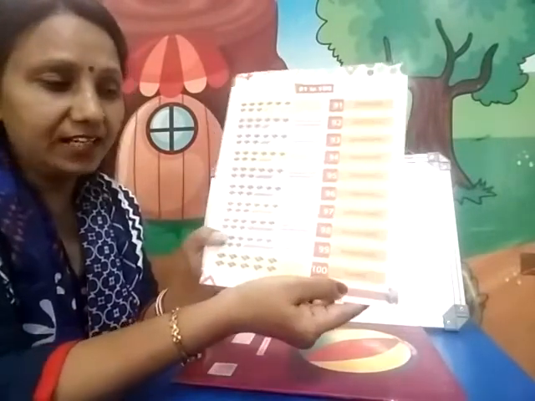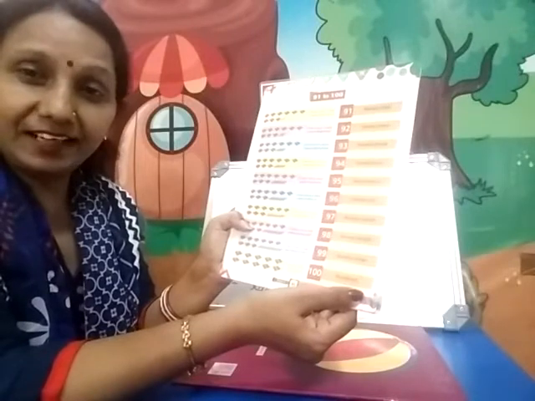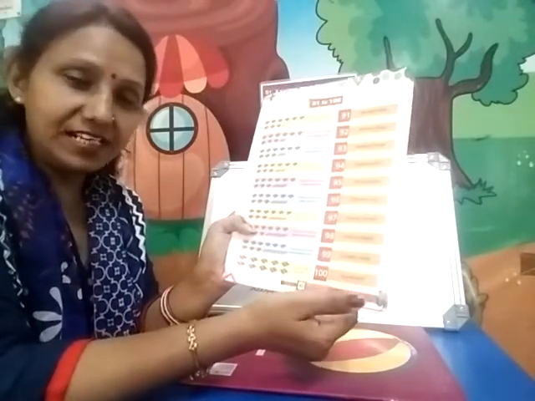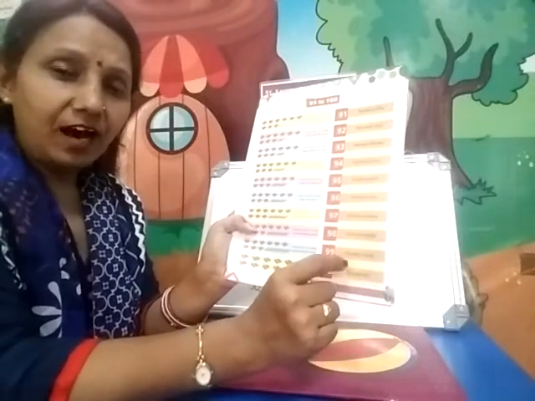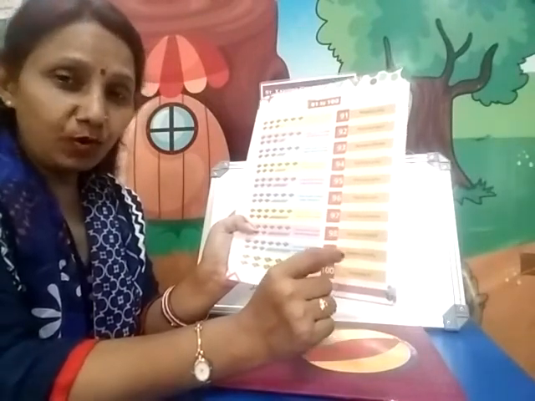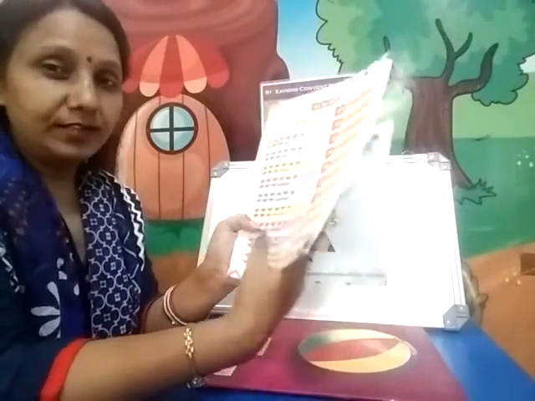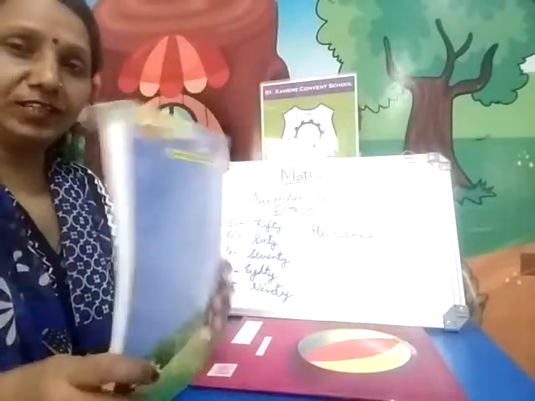Spelling of 100: H-U-N-D-R-E-D. R-E-D, red. 100. H-U-N-D-R-E-D. Very easy way. H-U-N-D, hunt. R-E-D, red. So easily you can learn the spelling of 100 also. The method I told you to write 51 to 100, you have to follow that.